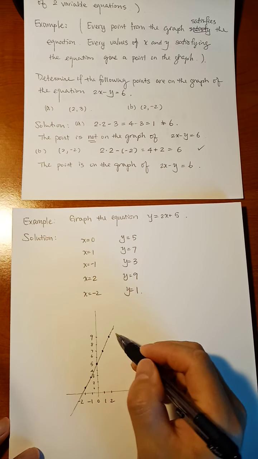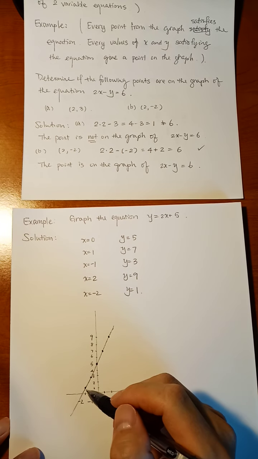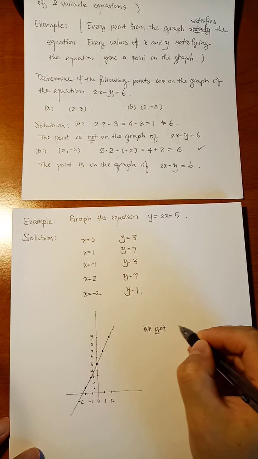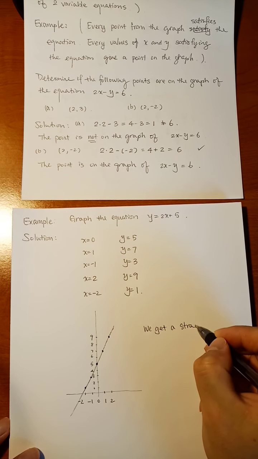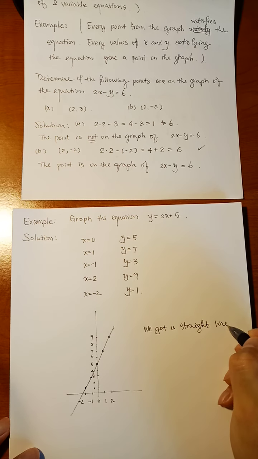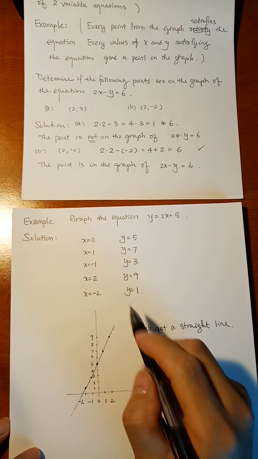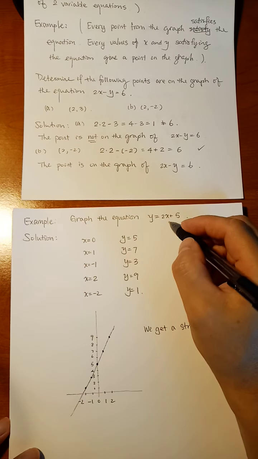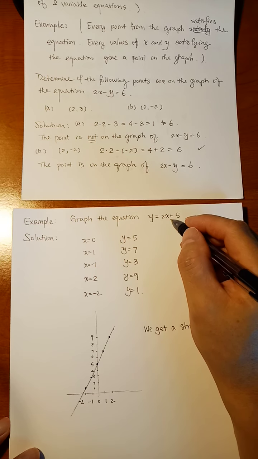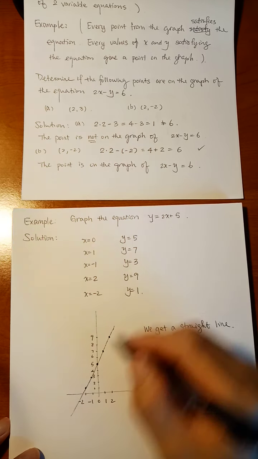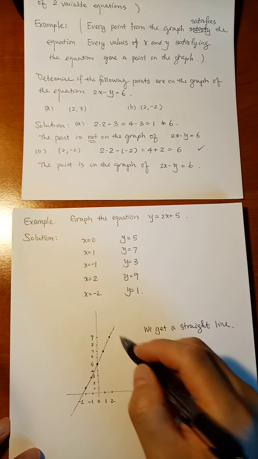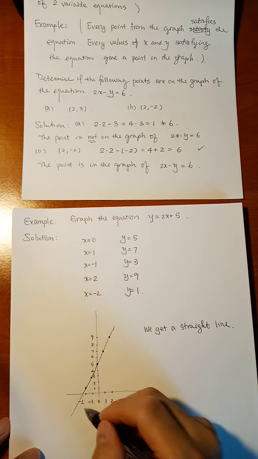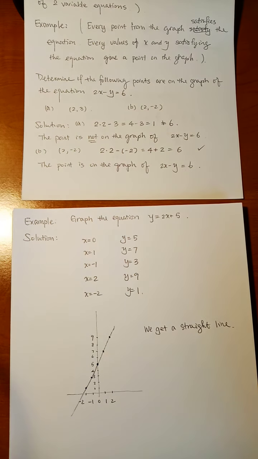Okay, so you see here, it looks like a straight line. The graph of this function is a straight line. It's a line, so that's why we call such a function a linear function, because all the graphs will be a straight line. If my coordinates are good, you do have a straight line.